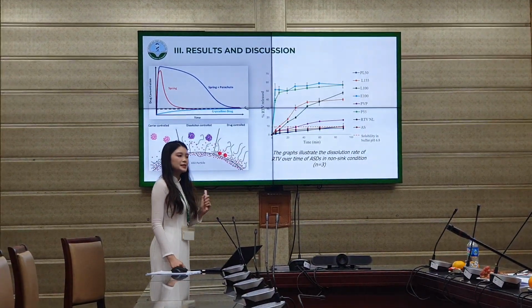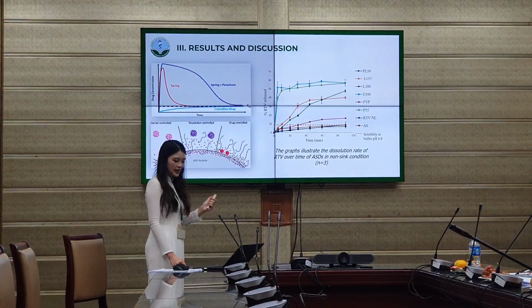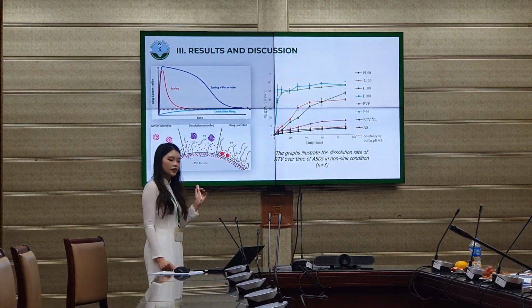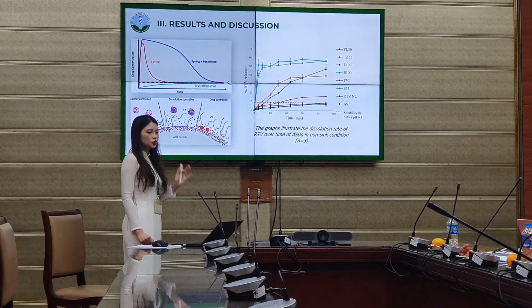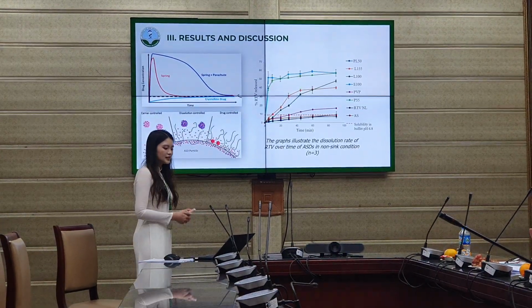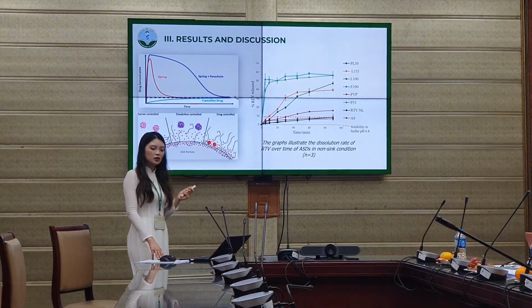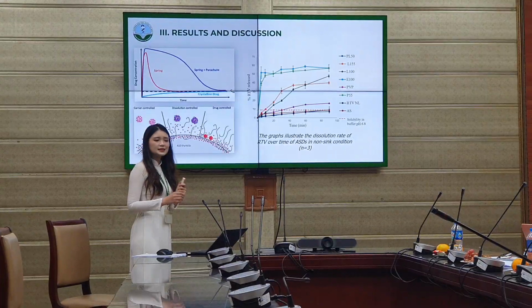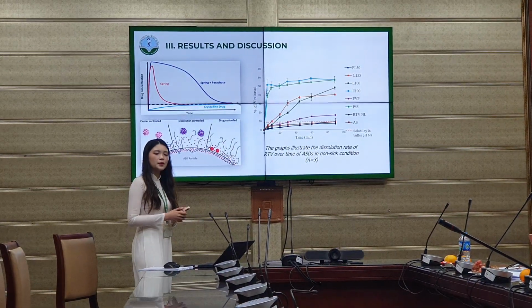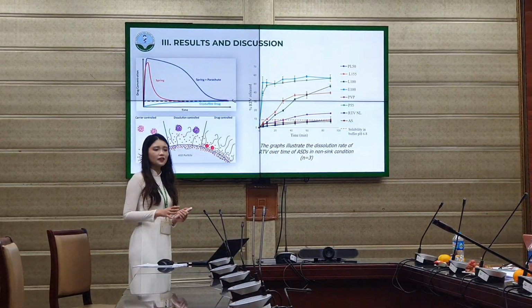The drug control might be seen in the PL50 and AS samples, where the solubility of the drug can hardly reach the supersaturated state. This observation indicates that the polymer plays an important role in sustaining the saturation levels and improving the solubility of the API.